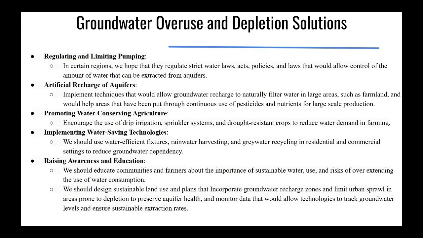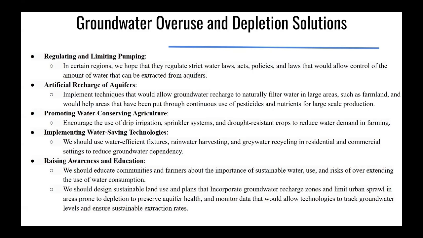Another thing we can do is artificial recharge of aquifers. This technique would allow groundwater recharge to naturally filter water in large areas, such as farmlands, and would help areas that have been put through continuous use of pesticides and nutrients for large-scale production. Another thing we can do is promote water conservation in agriculture. This is a practice that can be taught and used throughout agriculture, such as drip irrigation, sprinkler systems, and drought-resistant crops to reduce water demand in farming.